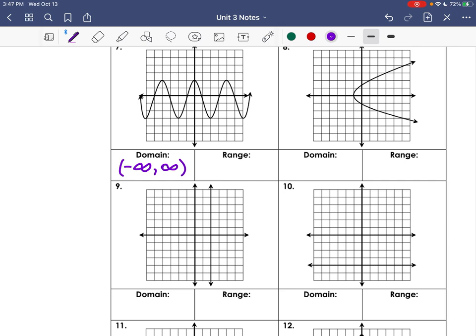Now the range is different because there are obviously places where it turns around and has a bottom and places where it turns around and has a top. So you can see this bottom is happening at -3. And you can see this top is happening at +2. Oh, those should be brackets.